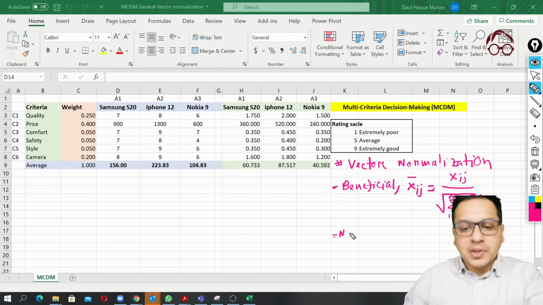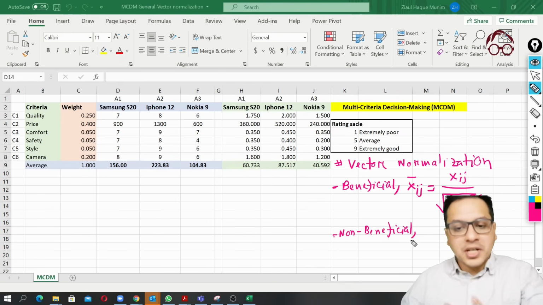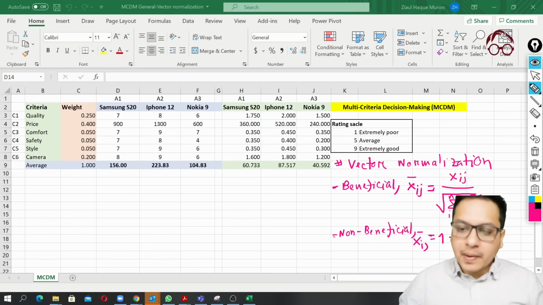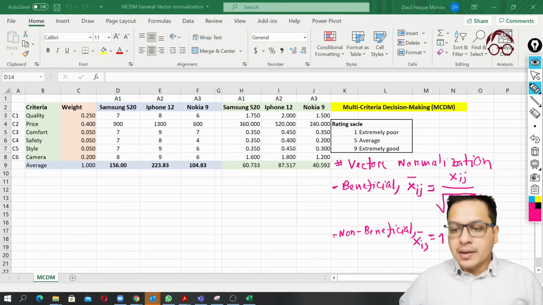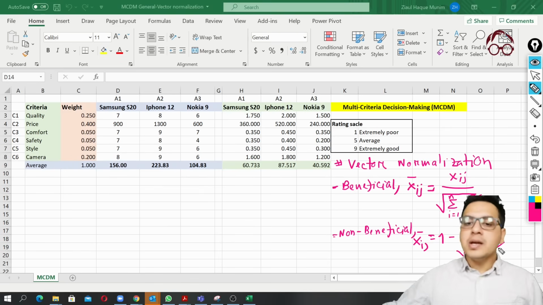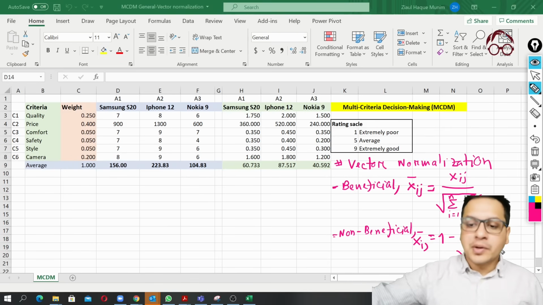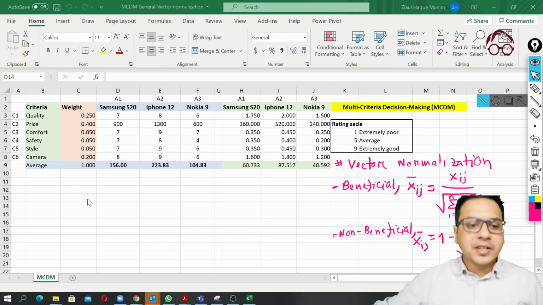Let me just write the equation for non-beneficial criteria, which is more or less the same equation. Again we have xij prime, and here we have 1 minus the same thing: xij divided by the square root of the summation, i equals 1 up to n, of xij squared. These are the two equations that we are going to follow to apply the vector normalization.